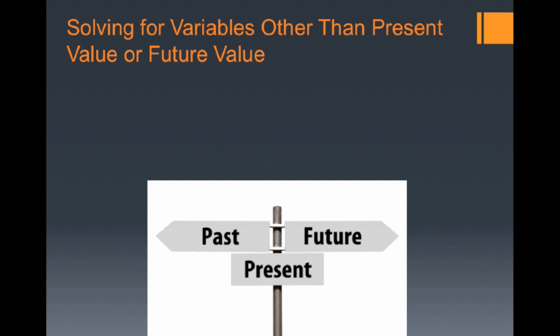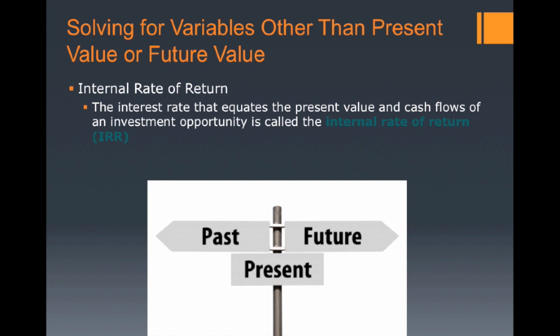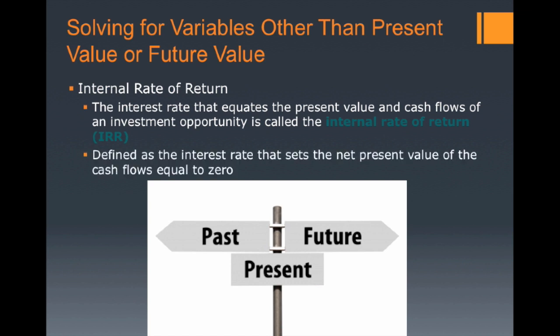Okay, let's look at another term for the implied rate of interest, which is the internal rate of return. That is the interest rate that makes the net present value of the cash flows equal to 0. And it equates the present value and cash flows of an investment opportunity to the rate of return. The implied interest rate on an investment is often referred to as the internal rate of return.